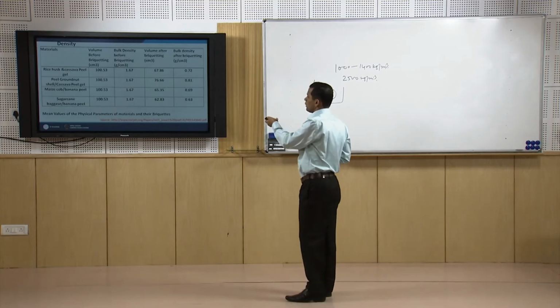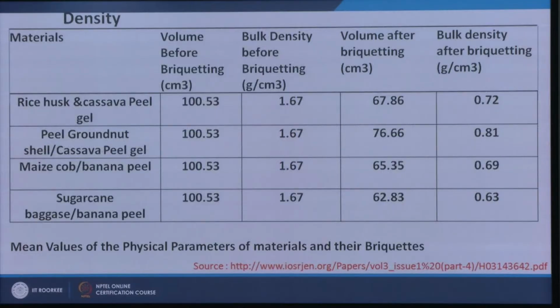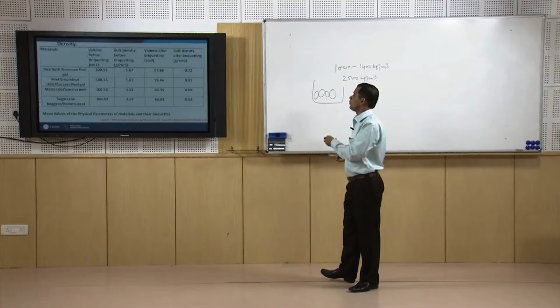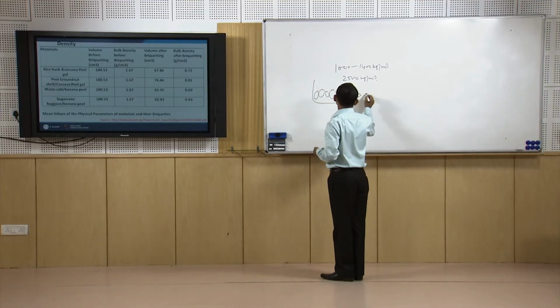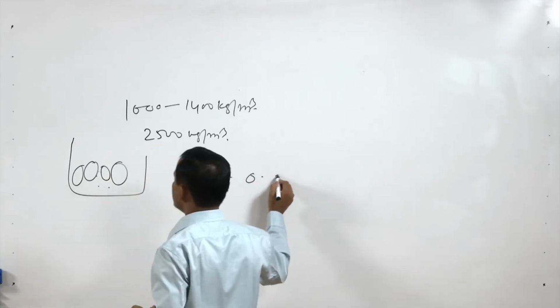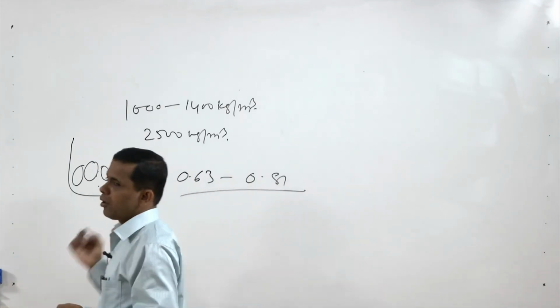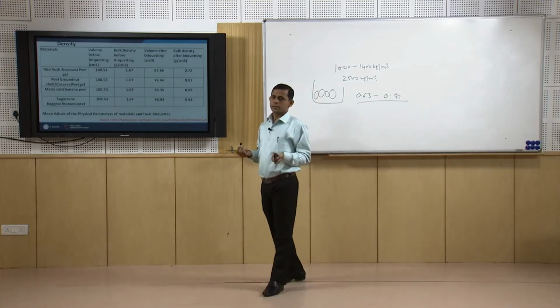Some examples for other materials like groundnut shell and cassava peel are also given. Some other examples, maize cob and banana peel, sugarcane bagasse and banana peel, are also given. So, on the basis of this data, it seems that the bulk density after briquetting varies within 0.63 to 0.81. So, this is the normal range within which the bulk density varies.